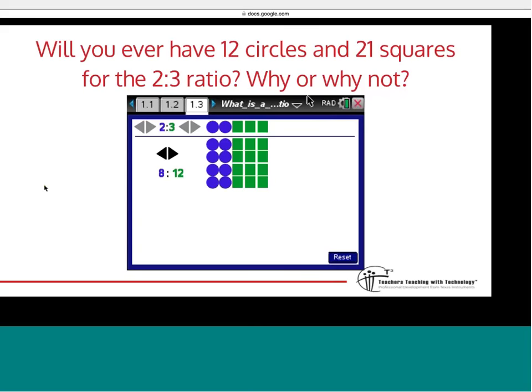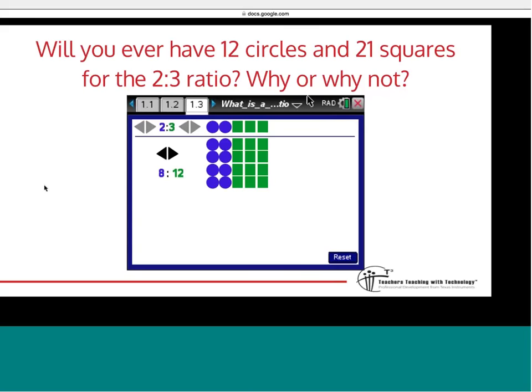Can you please repeat the question? Great. So the question we're thinking about is, if we have a 2-to-3 ratio, will you ever have 12 circles and 21 squares for the 2-to-3 ratio pictured on this page? Some responses we're seeing: you would not have the same ratio of blue to green, so this wouldn't be possible. To make 12 circles, you would need 6 groups. But 6 groups of squares would be 18, not 21.